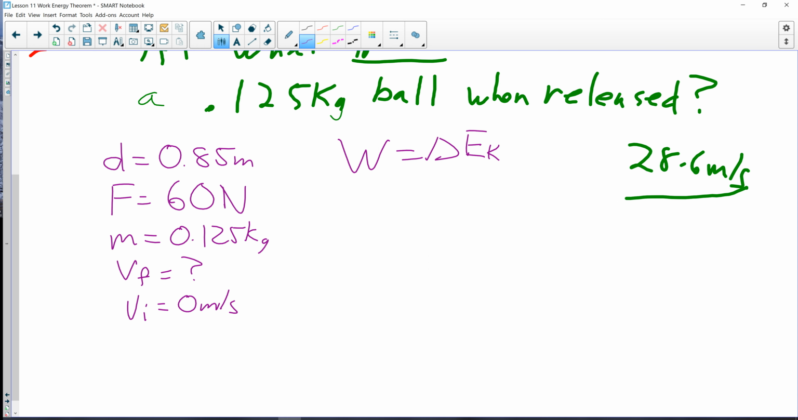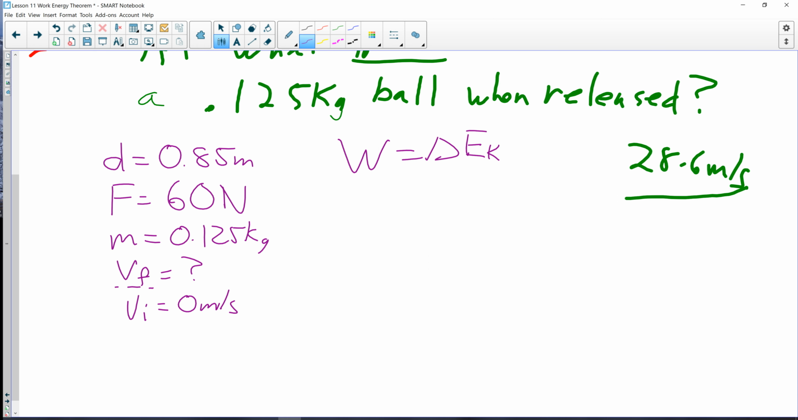Make sure you're writing down what I'm doing here, because this is your first example of a work energy theorem problem, and I had a question just like this on the final exam last year. And this is the first one we're doing, which means it's one of the most basic ones. So work is a change in kinetic energy, and I want to find VF.